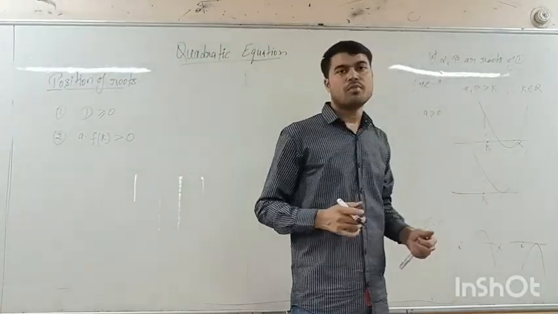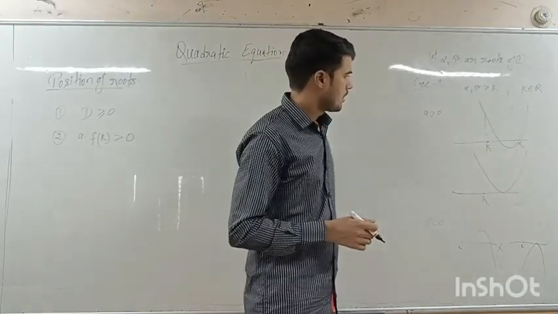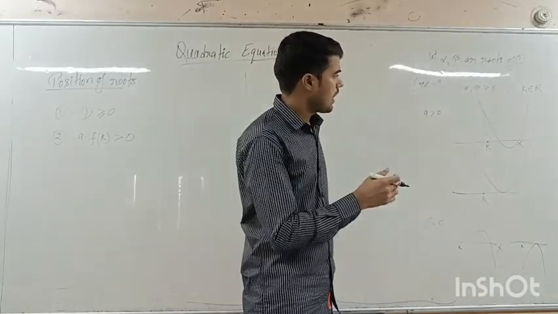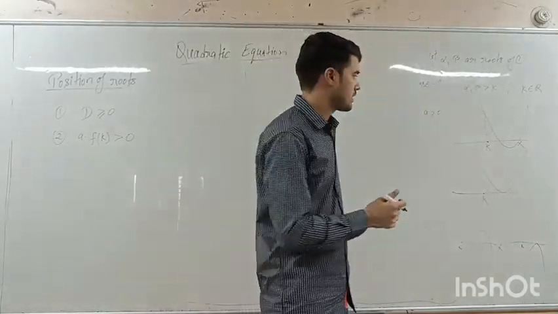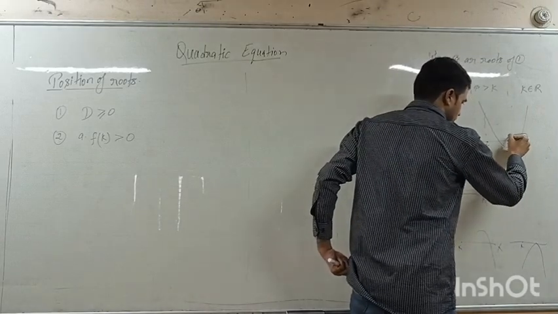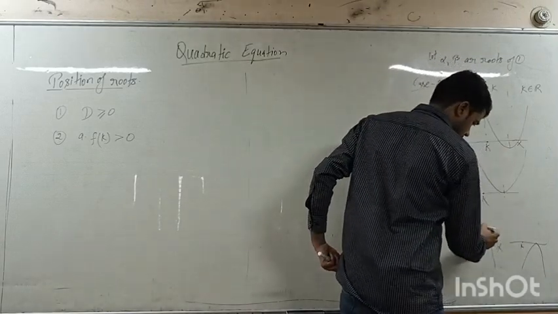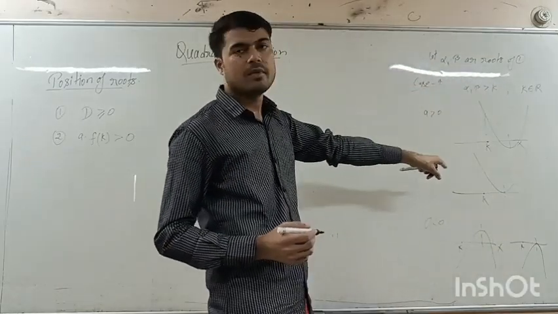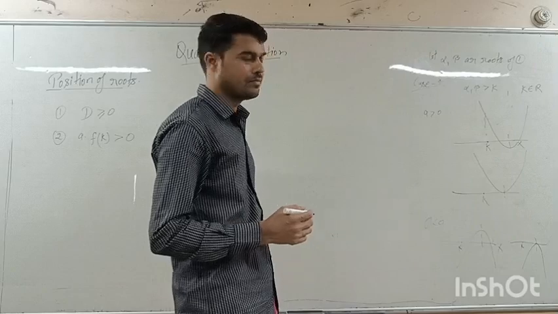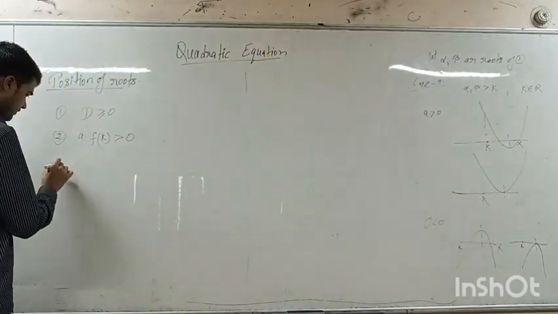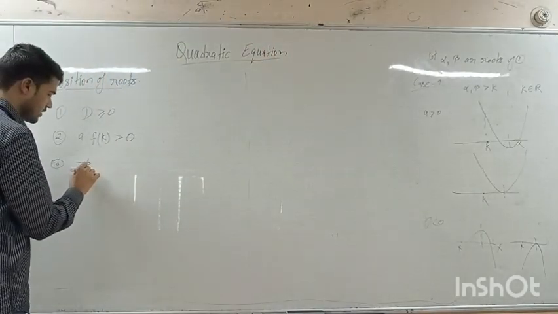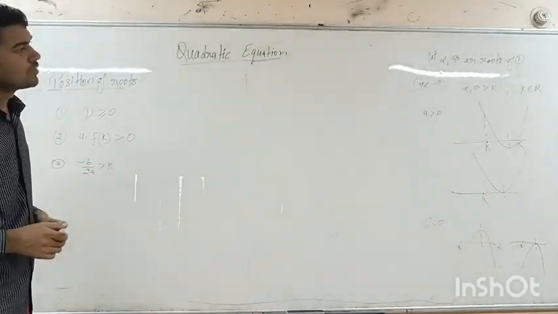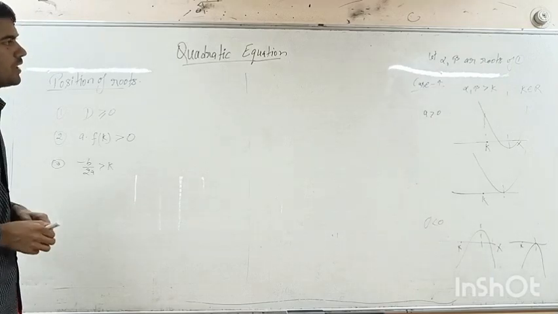And can we say anything about minus b by 2a? Minus b by 2a is the point where the graph, meaning the parabola, has its vertex. This point is minus b by 2a. So we can observe that minus b by 2a is always greater than k. So these are three conditions we can observe from here.